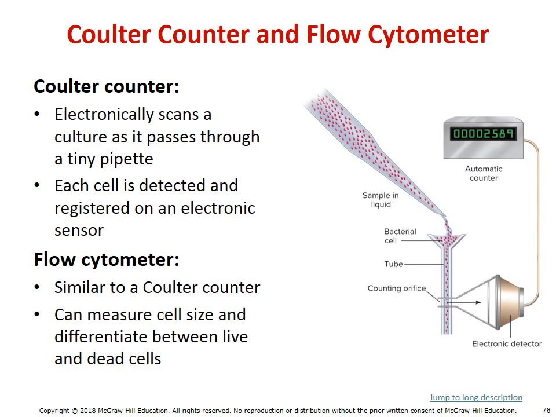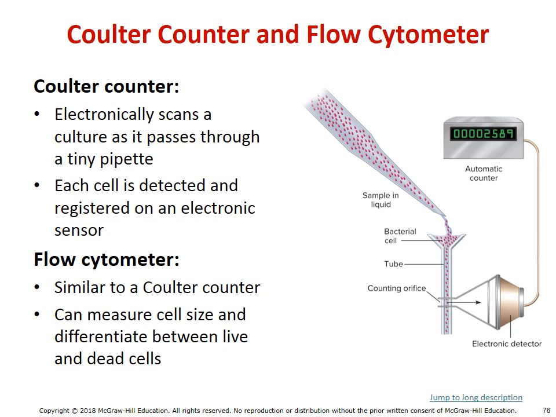Thank goodness for science and for technology, because we've made these new techniques that allow us to understand numbers quite accurately without having to do all those crazy tasks that we saw in the previous examples. So with the culture counter, this is going to electronically scan the culture as it passes through a tiny pipette. Each cell is going to be detected as a beam is broken, illustrating a number.